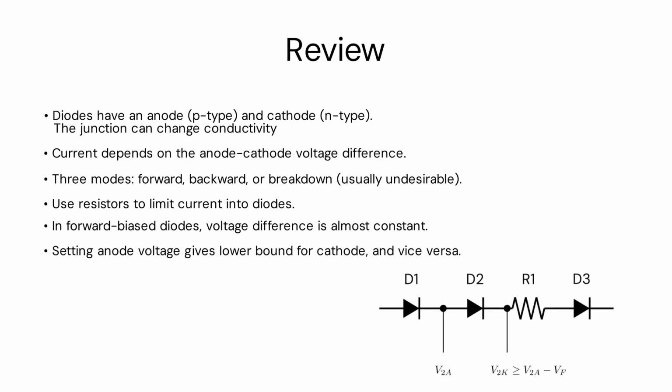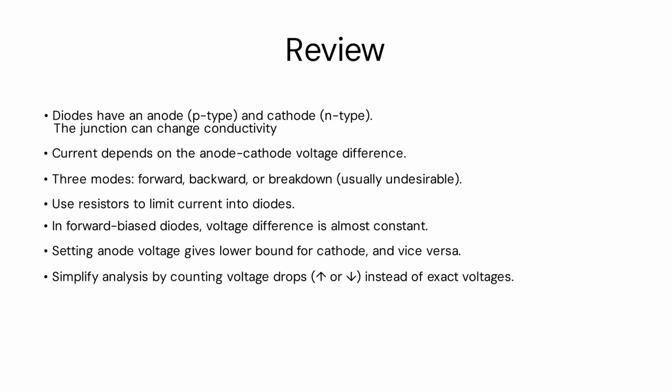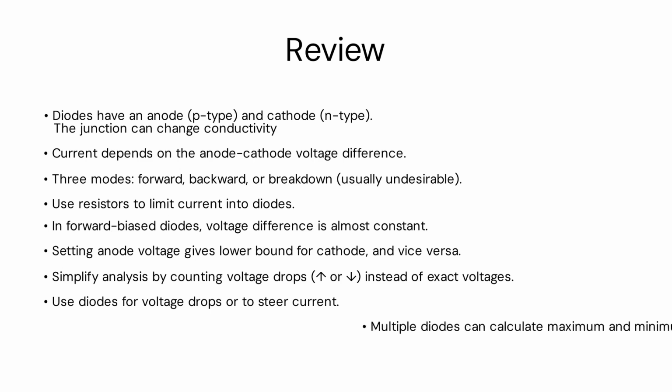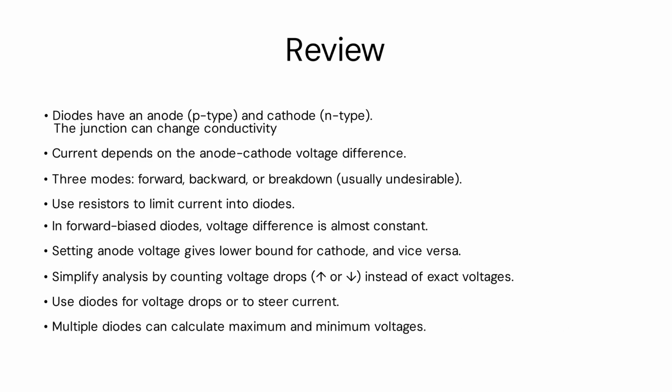Setting the voltage of the anode to a known value will give you a lower bound for the cathode. Setting the cathode voltage will give you an upper bound for the anode. You can often simplify the analysis of diode circuits by counting voltage drops instead of trying to get exact voltages. I write those as an up arrow or a down arrow. You can use diodes for their voltage drops or to steer current. Multiple diodes can calculate maximum and minimum voltages. This can have applications in logic or analog circuits.